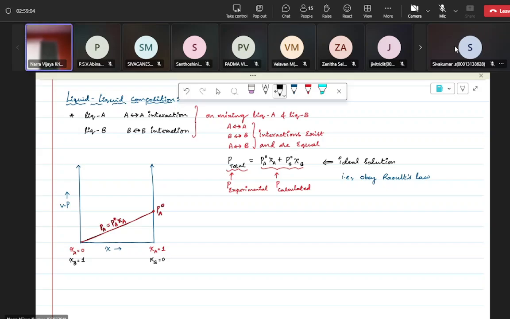When XB changes from 0 to 1, what happens to the pressure? It changes from 0 to PB naught, right? Now I am writing the graph in this direction. Is there anything wrong? Don't think about the height I have taken, forget about it. I am just making one assumption. Then this is PB naught. Now tell me what this line indicates. This line indicates PB equal to PB naught into XB. Any questions in it?